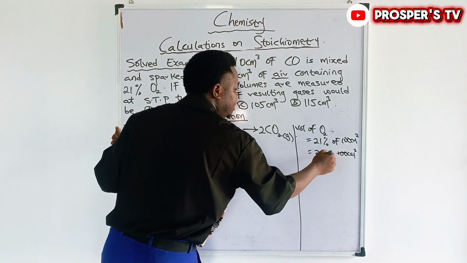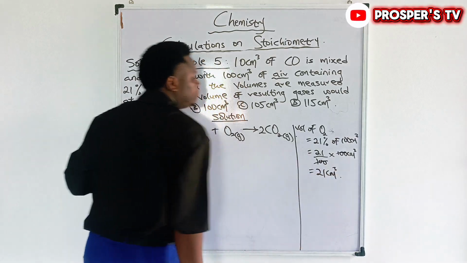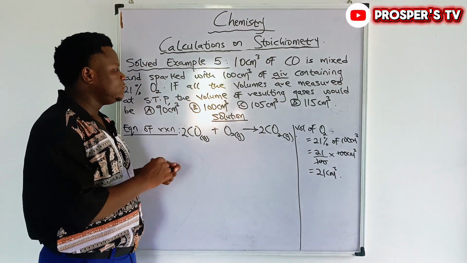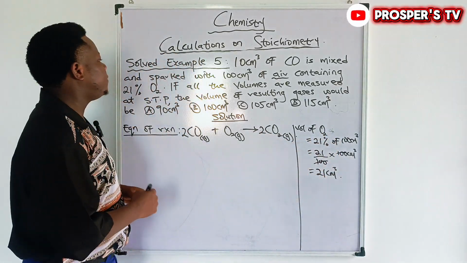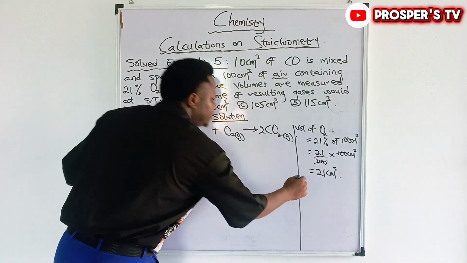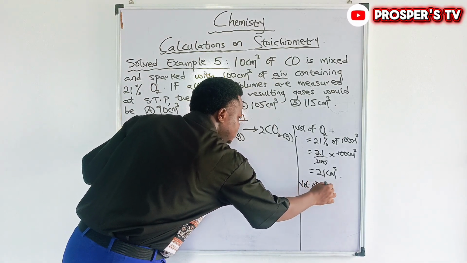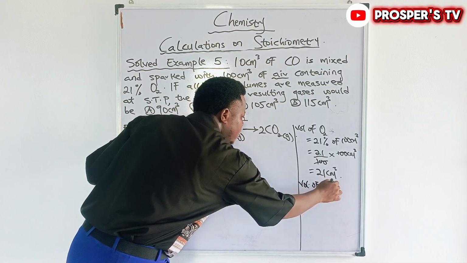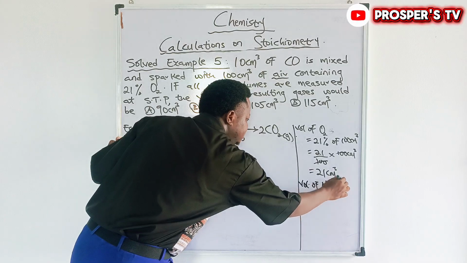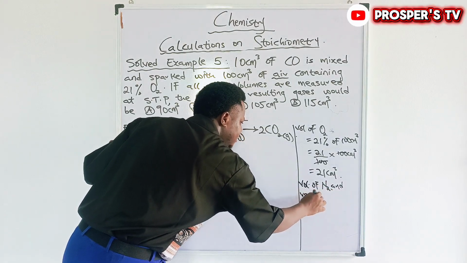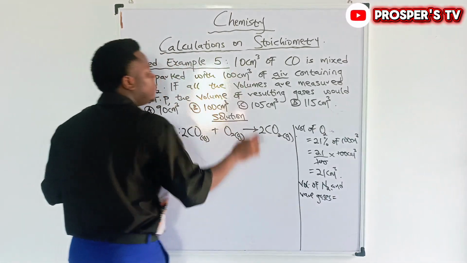So 200 can cancel 100, so we have just 21 centimeter cube. So if they give you a question like this, you first of all calculate the volume of oxygen. Now, after getting the volume of oxygen, you will need to now get the volume of nitrogen, and essentially your rare gases, which will be equal to what now?